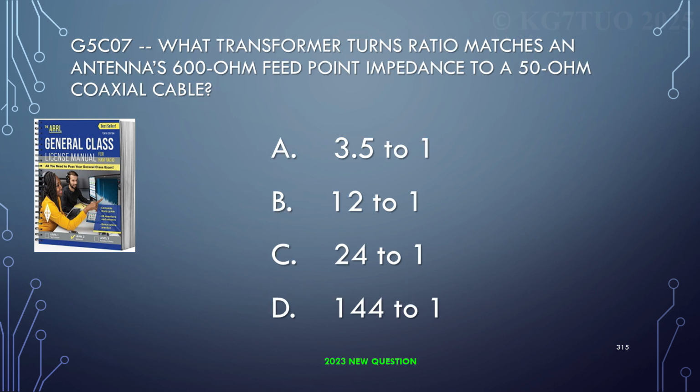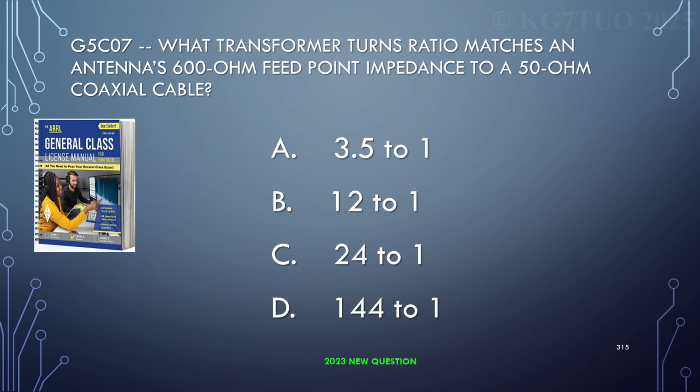What transformer turns ratio matches an antenna's 600 ohm feed point impedance to a 50 ohm coaxial cable? Now we worked this one out already, so you probably shouldn't even have to ask or think about it. It's the square root of the primary and the secondary, right?